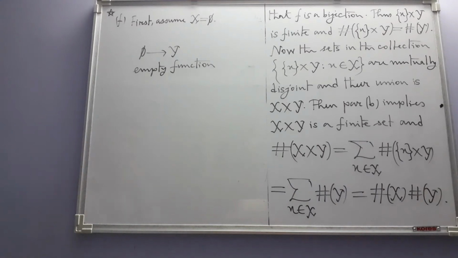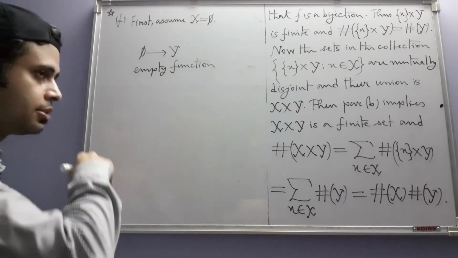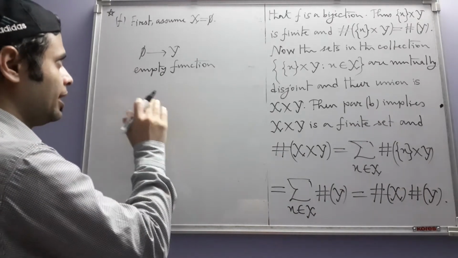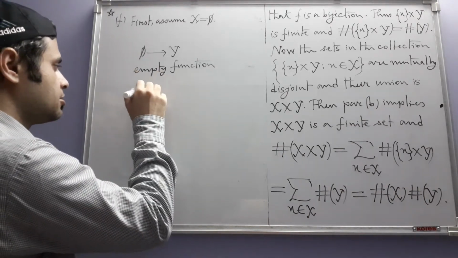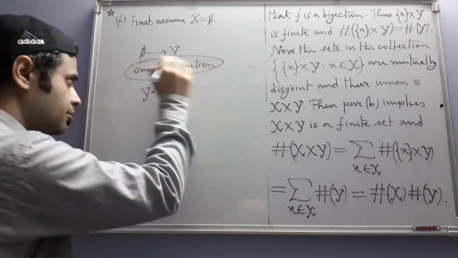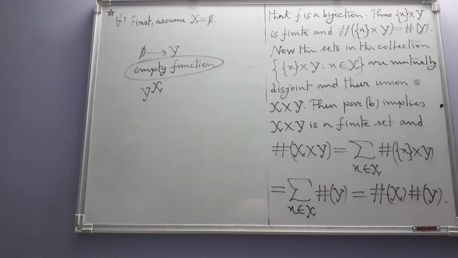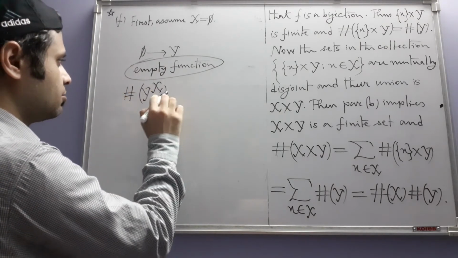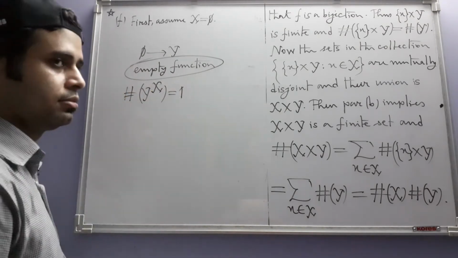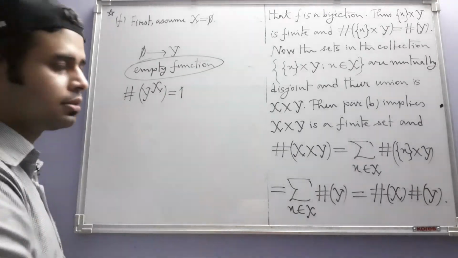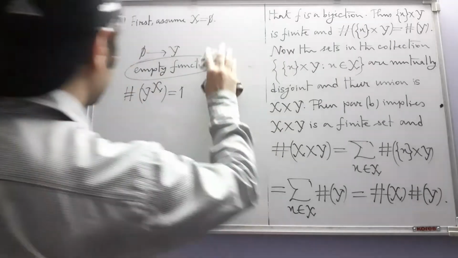You go back to the section on functions, there you will see what we mean by an empty function. So that means in this case this set has exactly one element, which is the empty function. So the cardinality of this set will be equal to 1. We will then have to match it with what we have on the right hand side of the formula.